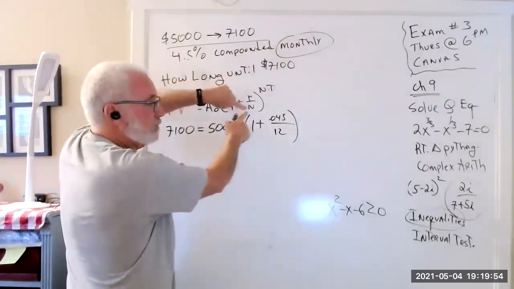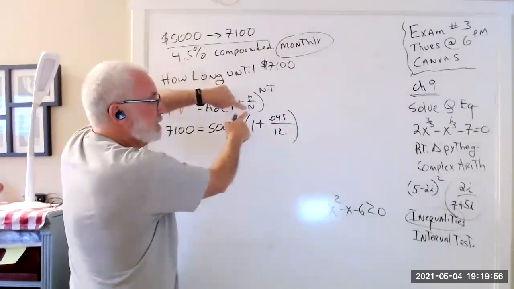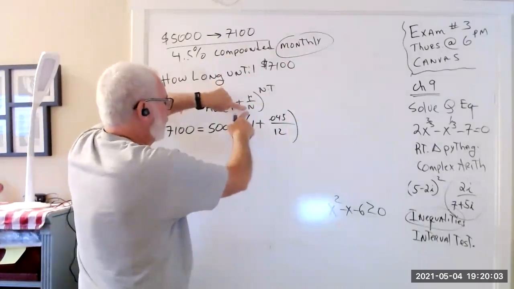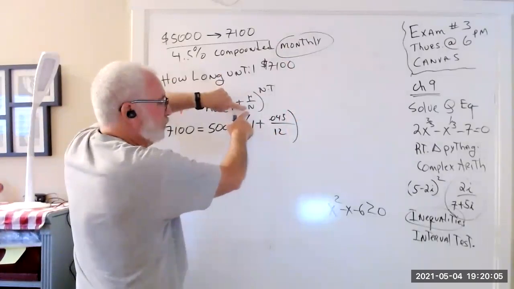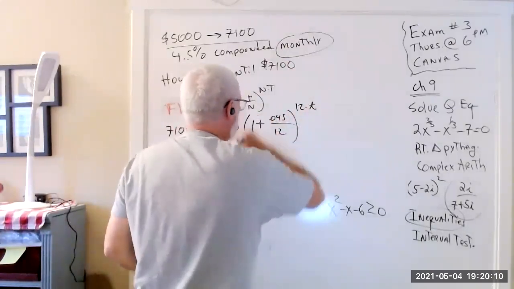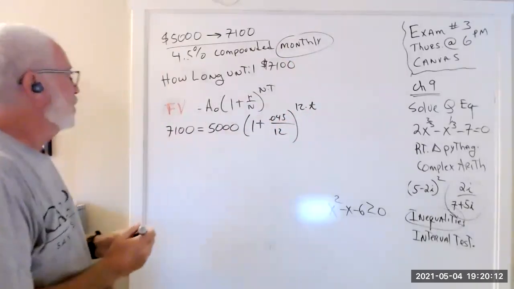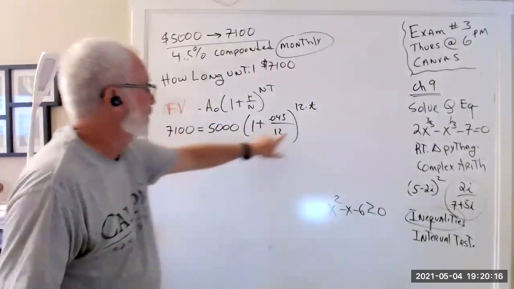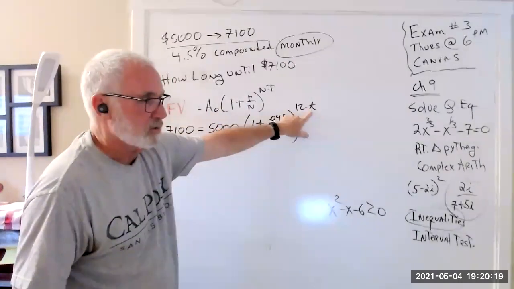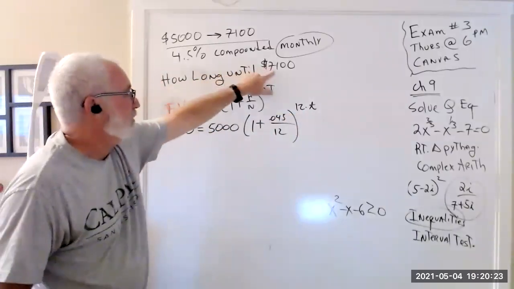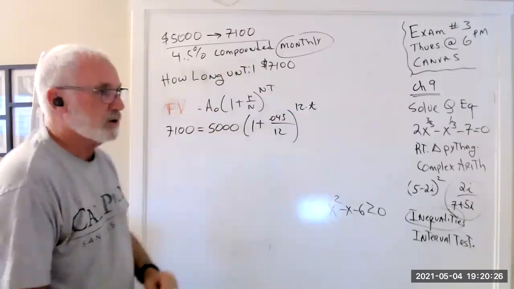N is 12. When it was weekly, well, it should have been 52. Oh, quarterly. Yours was quarterly. That's right, I'm sorry, Vince. So N was 4 quarters in a year, raised to the 12 times T. So that's the formula. Notice we're solving for time because in this mess, time is the only variable. How many years until we have $7,100?